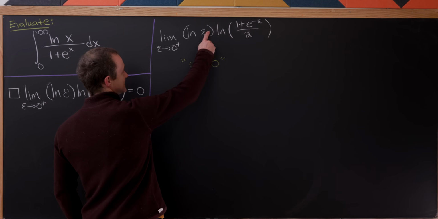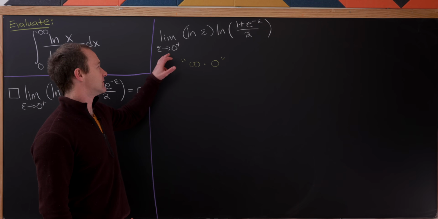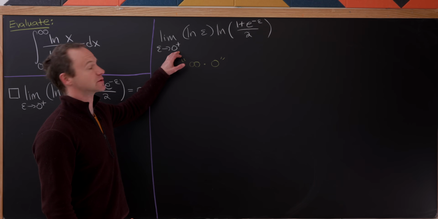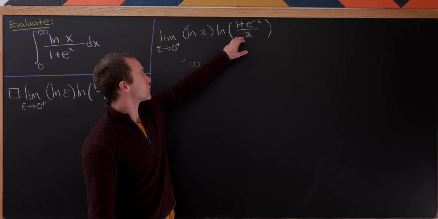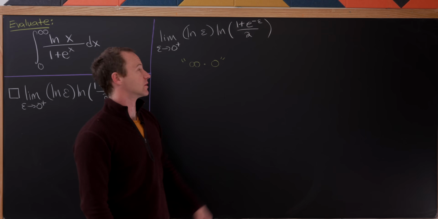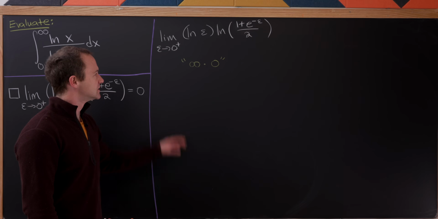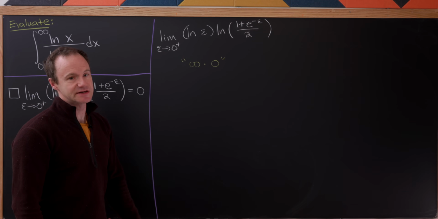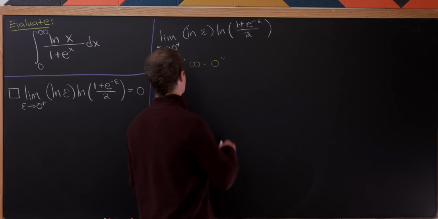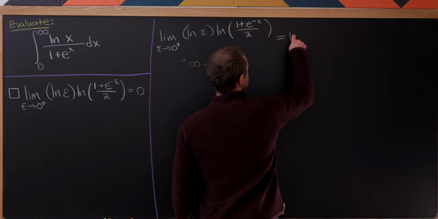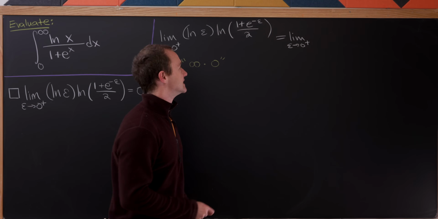Well, that's because this natural log function trends towards negative infinity as epsilon trends towards 0 from above, whereas this trends towards the natural log of (1 plus 1) over 2, in other words, the natural log of 1, which is 0. So that makes it, like I said, an indeterminate form of type infinity times 0. So we can rewrite this into an indeterminate form that we can use L'Hopital's rule on fairly easily.